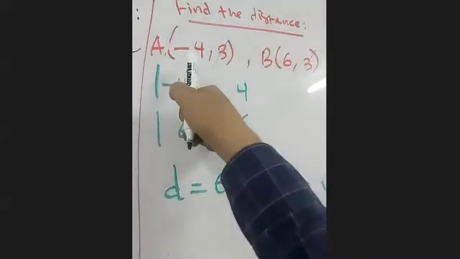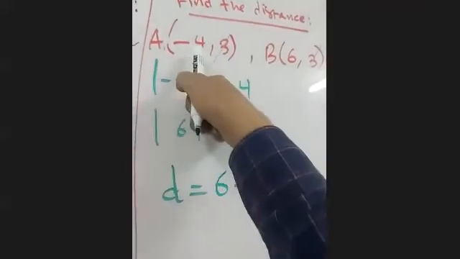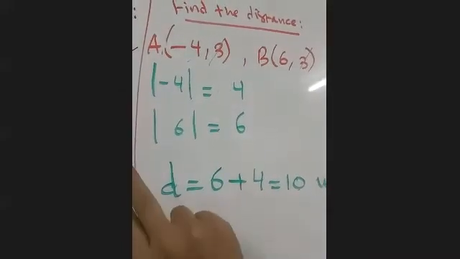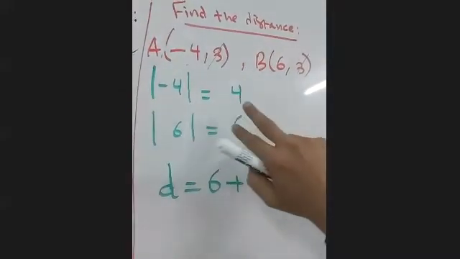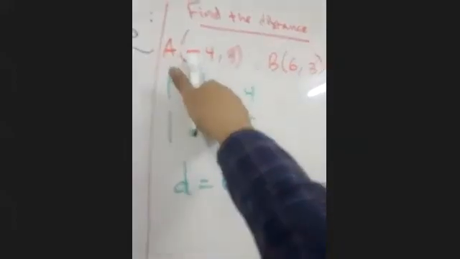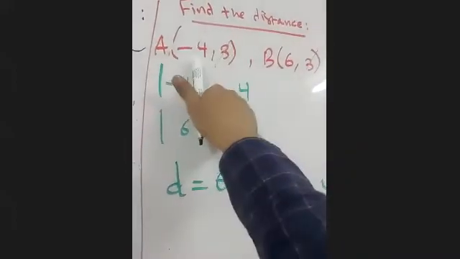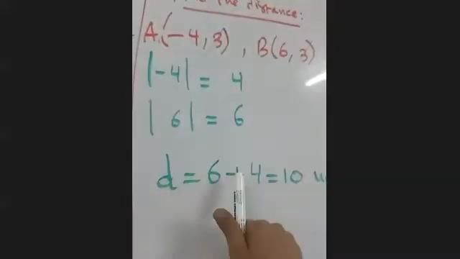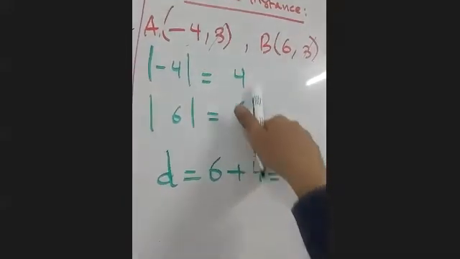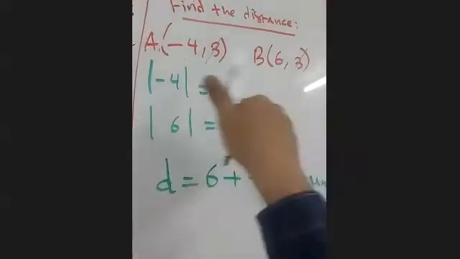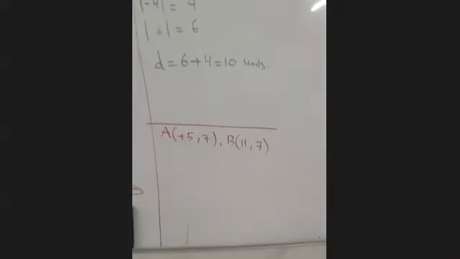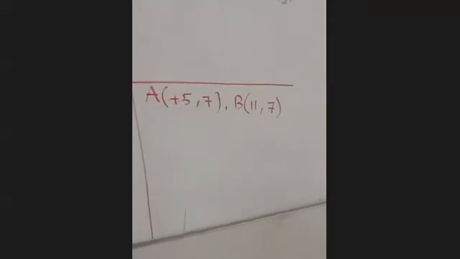Now, first step, we take the absolute value of the -4, absolute value of 6. Done? Done. After we find the absolute values, we take a look at the sign here and the sign here. The two signs are different. If the two signs are different, we add the answers of the absolute values. So what's the distance between these 2 points? It is 10.